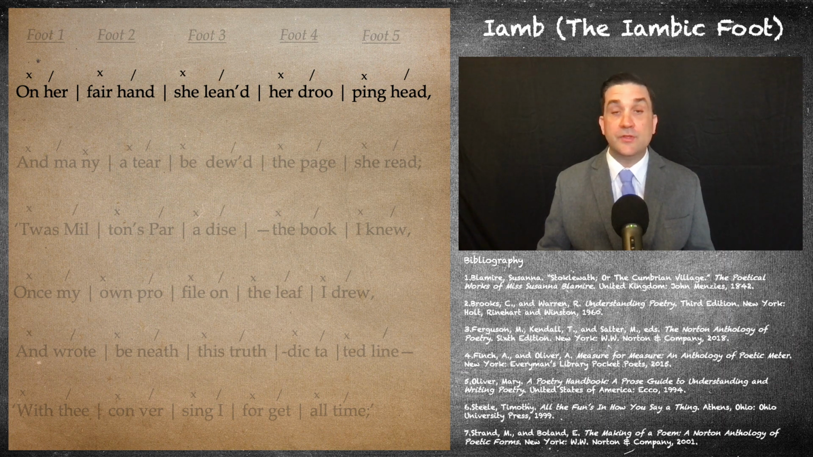It's been said, with good reason, that the sound of the iamb is the sound of a heartbeat. Listen closely. A heartbeat sounds something like dun-dun. So let's read it again. On her, dun-dun. Fair hand, dun-dun. She leaned, dun-dun. Her drooping, dun-dun. Head, dun-dun. So this is going to be a good way for you to remember what an iamb is. Just remember that an iamb makes the sound of a heartbeat.